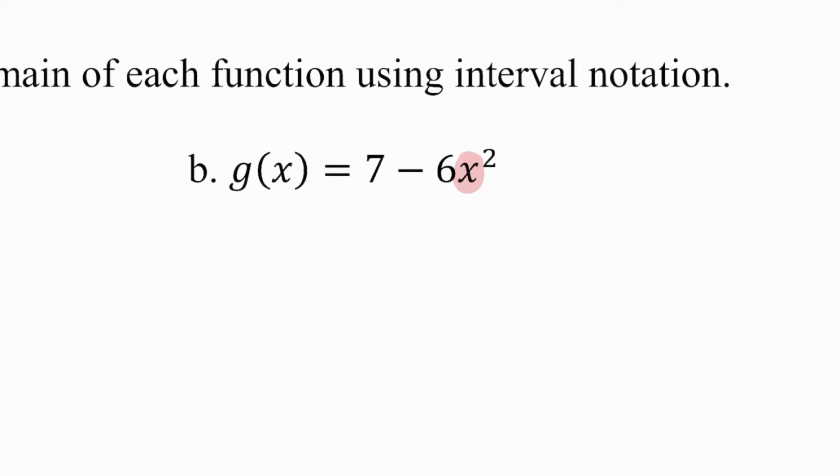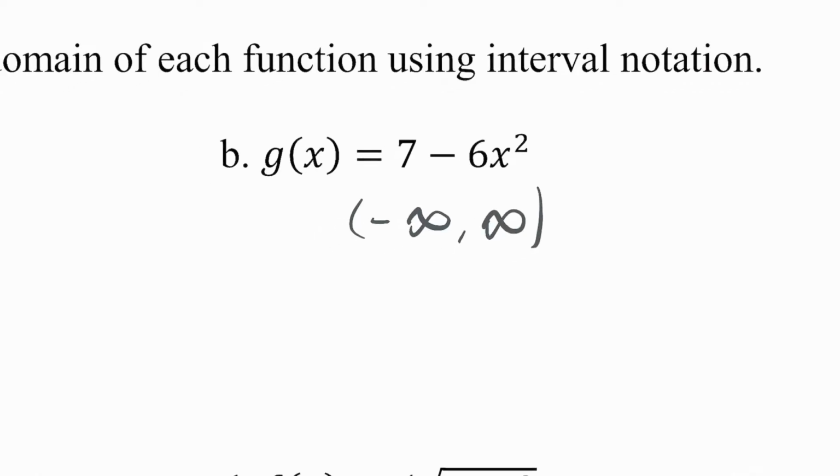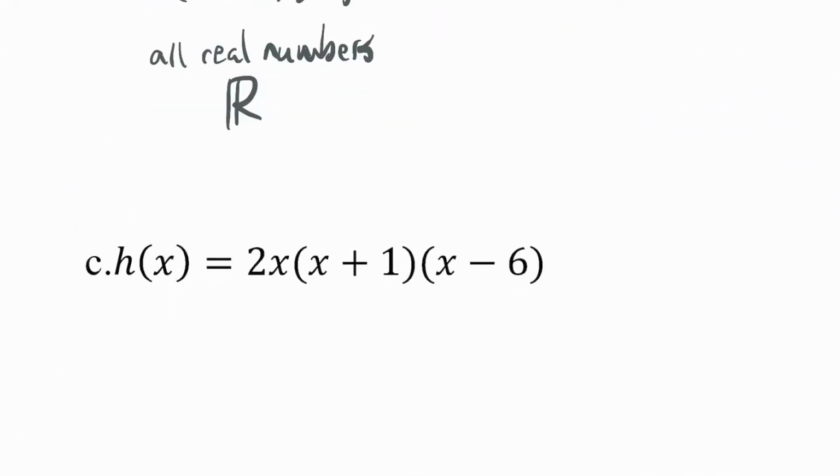X could be negative. You can square a negative, right? Negative 8 squared would be 64. So there's no number that I can pick that doesn't work. And then, of course, you can multiply 6 against any result, and then you can always subtract from 7. So no matter what I pick for x, anything will work. So again, my answer is all real numbers, negative infinity to infinity being the interval notation for that. Okay, let's go look at part C.